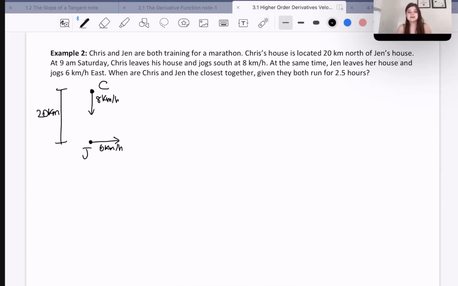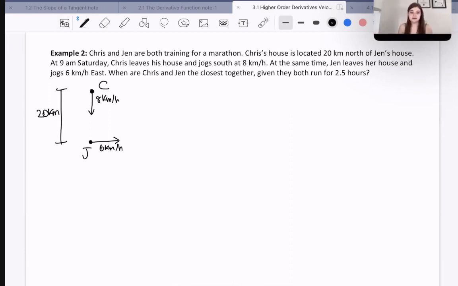When are Chris and Jen closest together, given that they both run for 2.5 hours? That means the value we give can't be more than 2.5 hours, because they only run for 2.5 hours and then they decide to stop and take a break and do something else. So we want to know when they're closest together. What we want is an optimal value here. We want the minimum value.